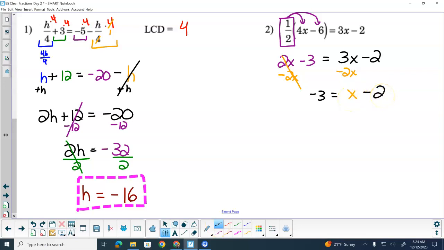Okay? So if my variables went to the right, then which way do my numbers go? They go to the left then. So what am I going to add? I'm going to add 2. Not add negative 2. That would be subtracting. Negative 1. Everybody get that?